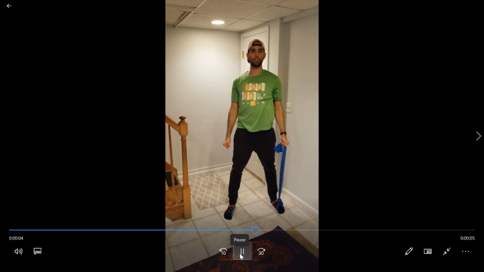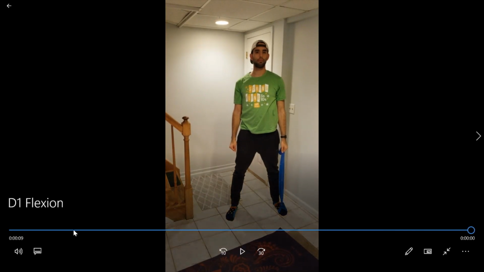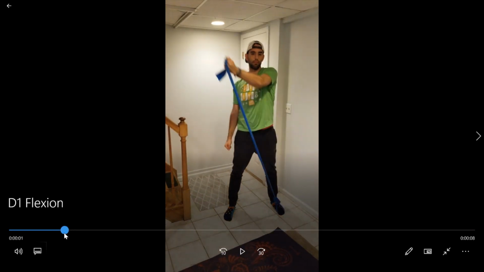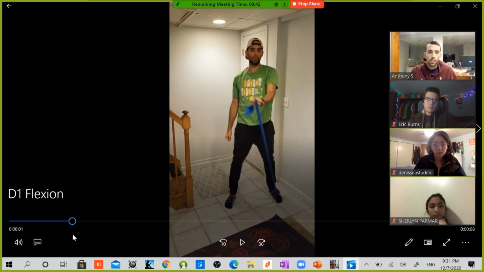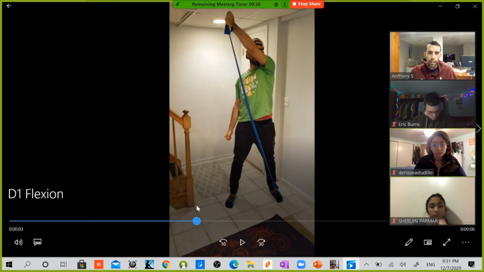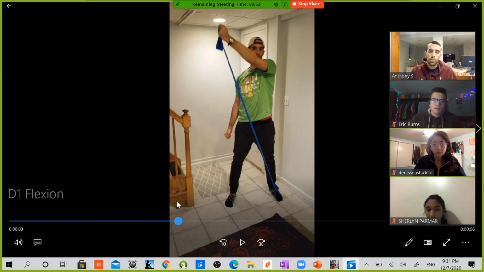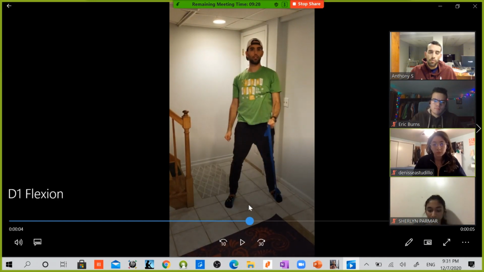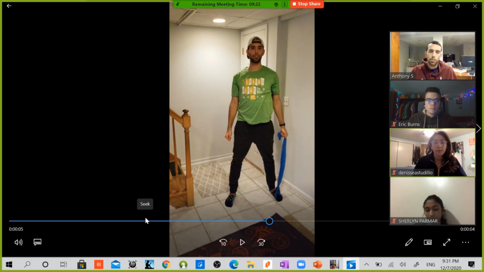So this is what we call D1 flexion. As you can see, I'm just going to minimize this because I can't see anyone. So as I am going up, that upward motion and down, this is what we call D1. Again, like I said, you can isolate certain structures at certain times.